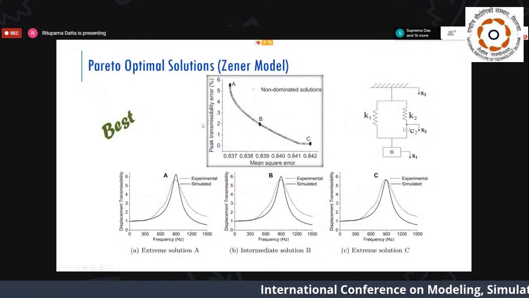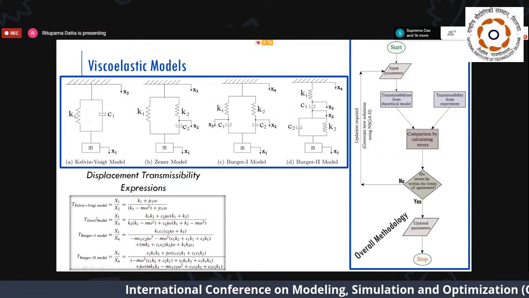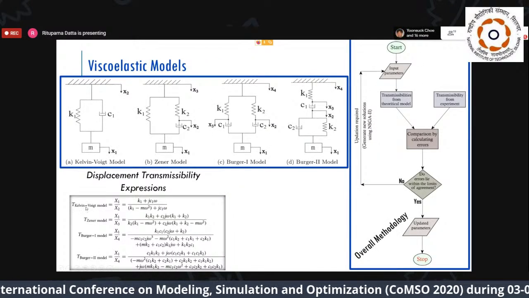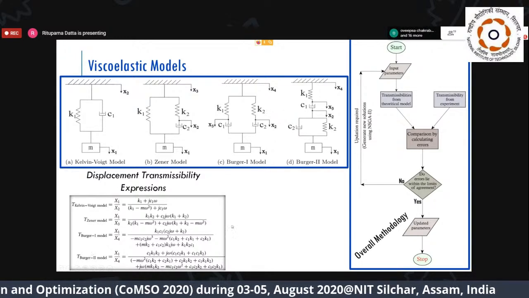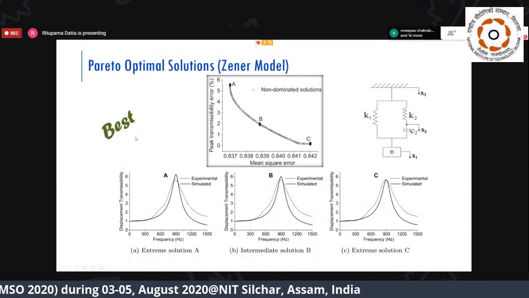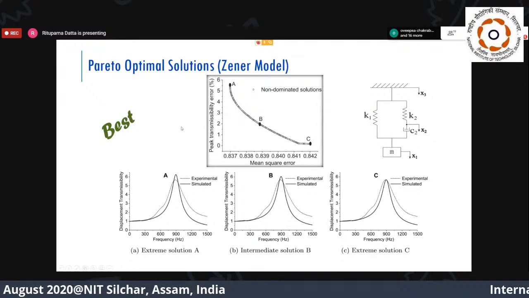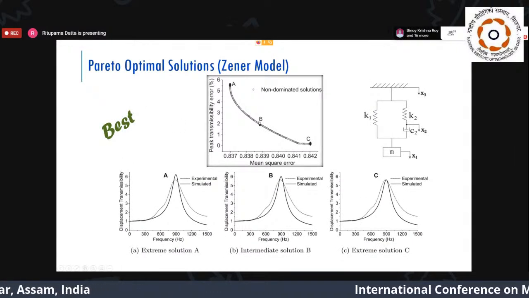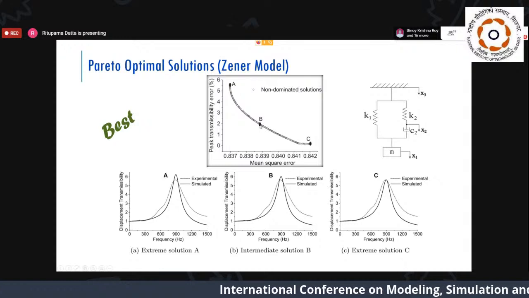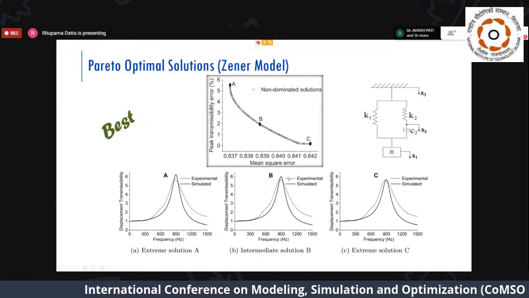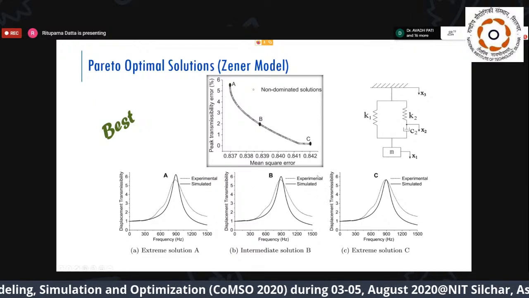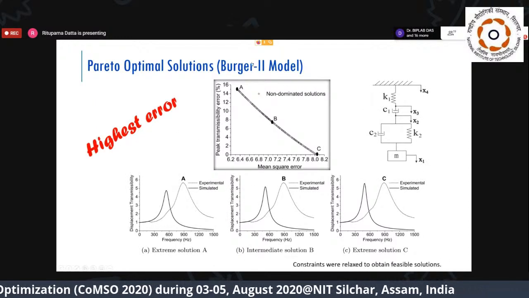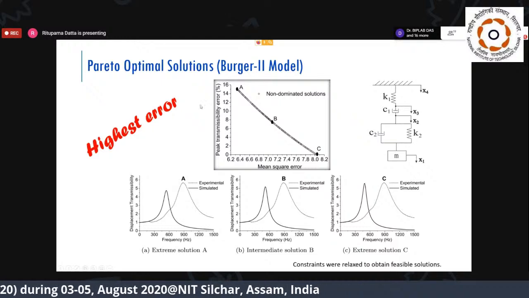And here we have used four models: Kelvin-Voigt model, Zener model, Burger 1 and Burger 2. And our study shows that the Zener model is best. And here also we have shown that each point is a different configuration of experimental and simulated one. And the highest error is by the Burger 2 model.